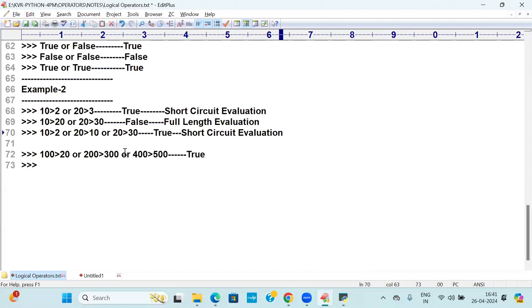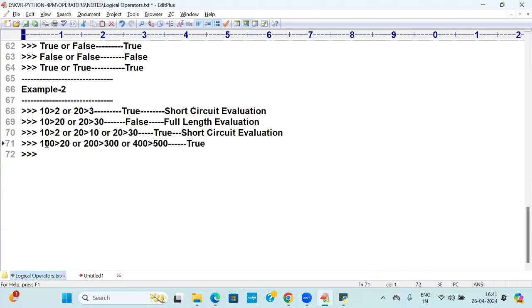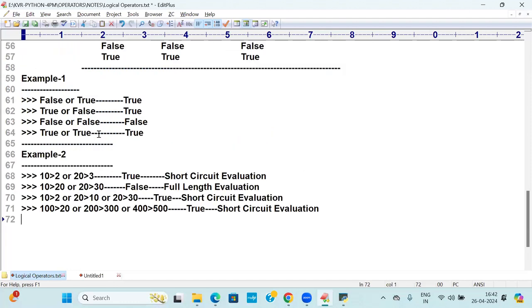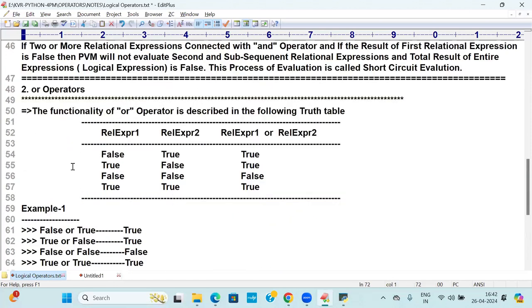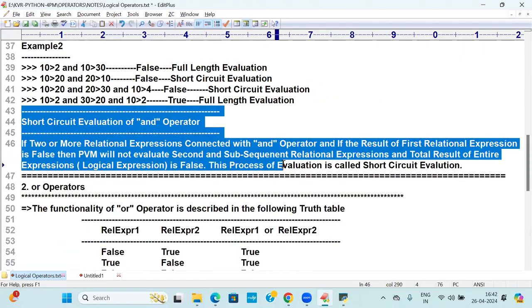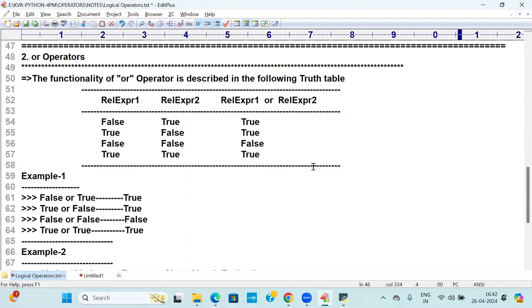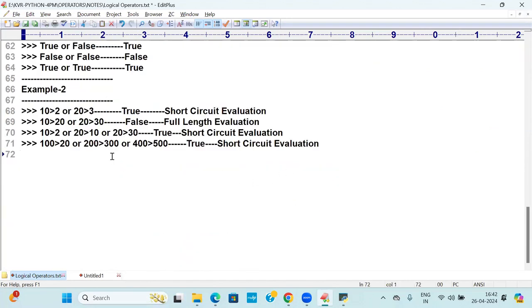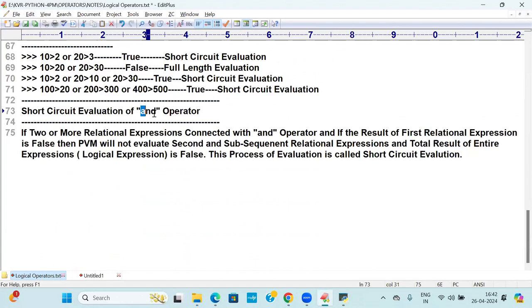Are you able to follow? Good. Next, 100 greater than 20. True. Whether the rest is true or false, it doesn't make any difference. It is going to be what? Short circuit evaluation. Able to follow? Right. This is related to the concept of what? Or operator. Similarly, I would like to take up here the short circuit evaluation concept. Short circuit evaluation of what operator? Or operator.